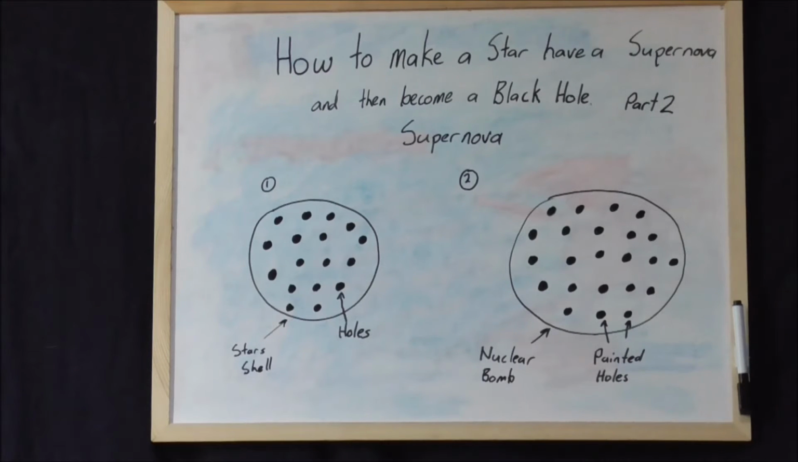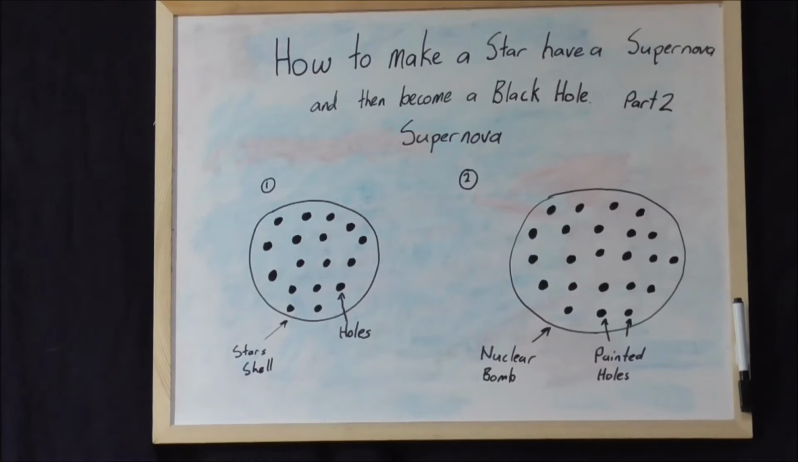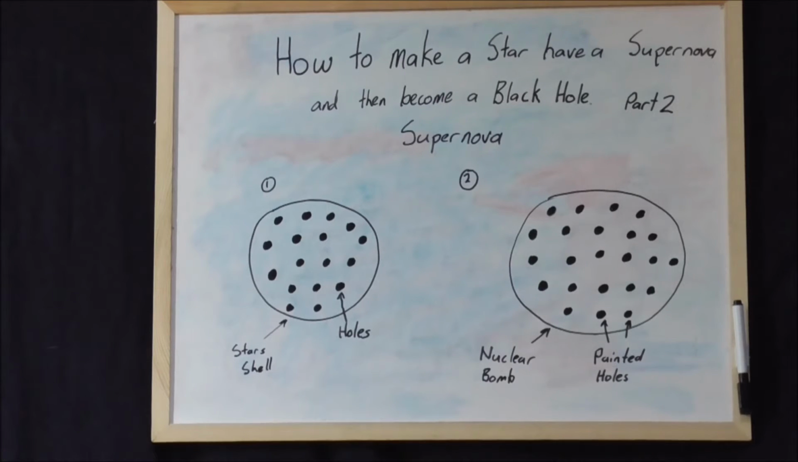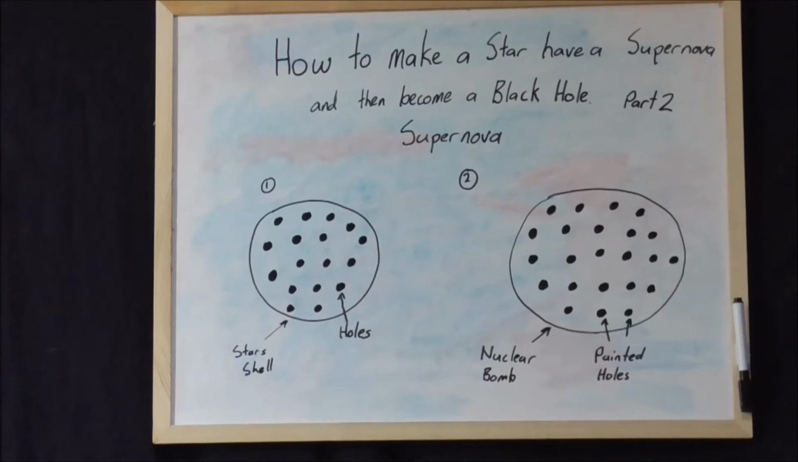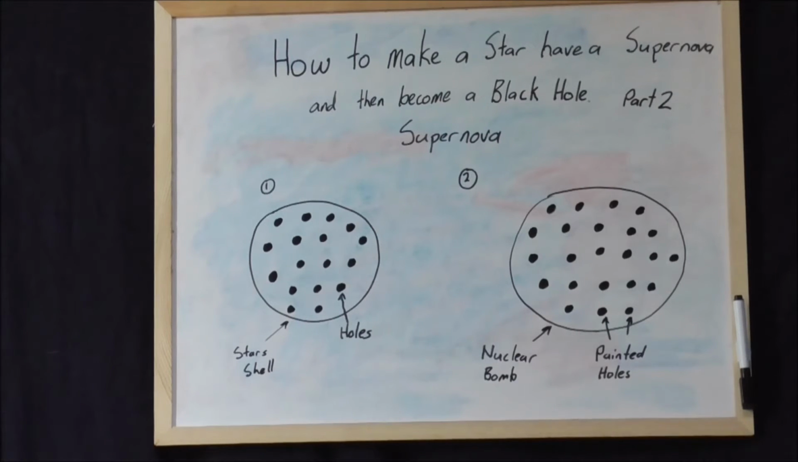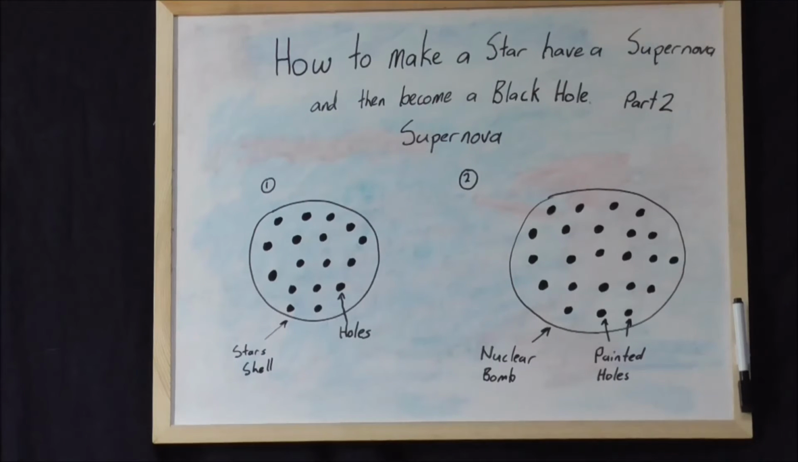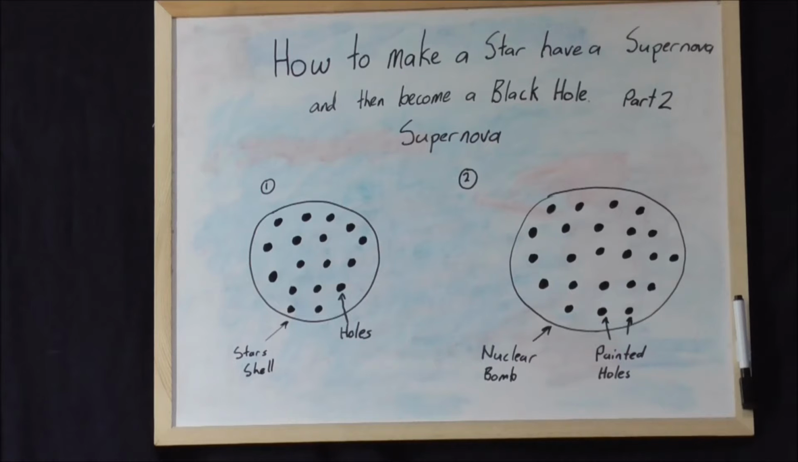Hello, in this video we're going to describe how to make a star have a supernova and then become a black hole, part 2. Supernova. So in the two diagrams here we see the star's shell after the fuel has been shut down by the separation of the gravity element and wormhole element that was interdimensionally providing fuel to the star. So the fuel is cut off and combustion ceases. Then what happens?